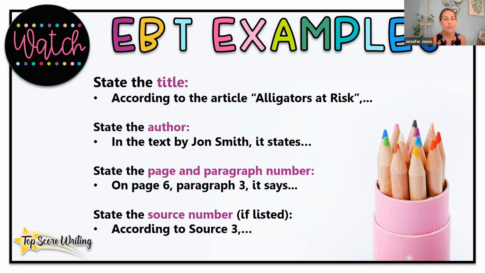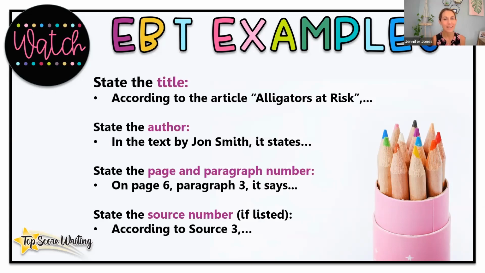You can only use the information that is given. So what I mean is if you have 2 articles in front of you and they both have titles, well, then you can reference the title. If they have author names, you could reference using the author. But what if the author's name isn't listed? Can you just make up an author?